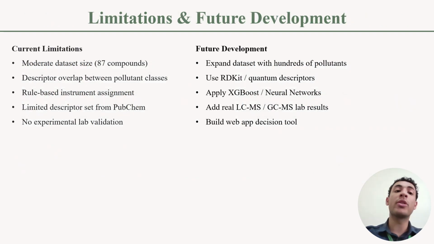The workflow produced promising results. Several limitations should be acknowledged. First, the dataset size was relatively modest, containing 87 compounds, which may limit model generalization. Second, some pollutant classes share overlapping chemical properties, making classification inherently challenging. Third, the instrument recommendation system was rule-based rather than experimentally validated.